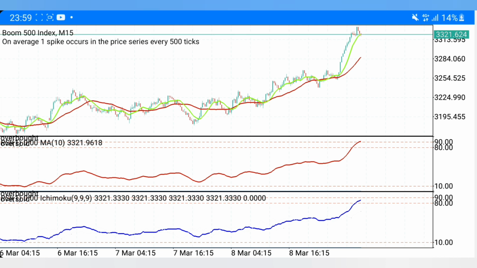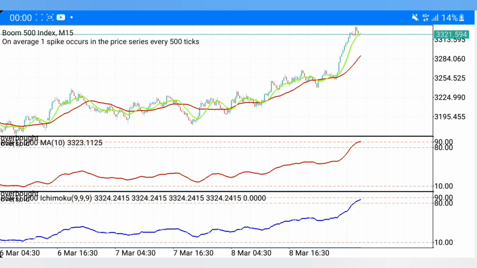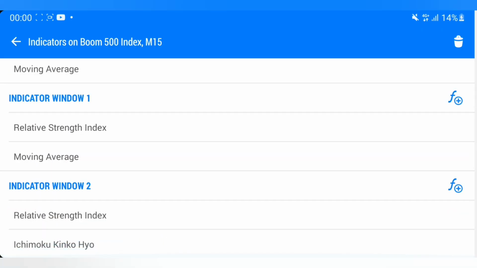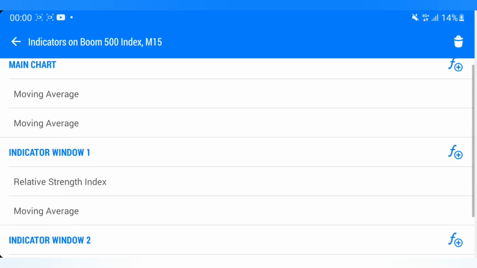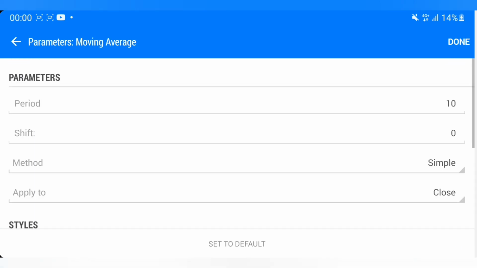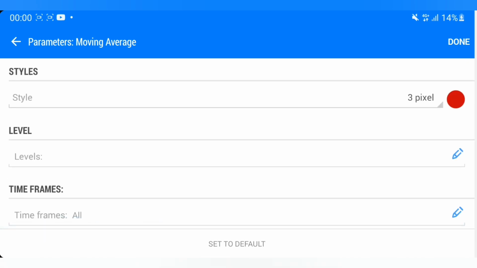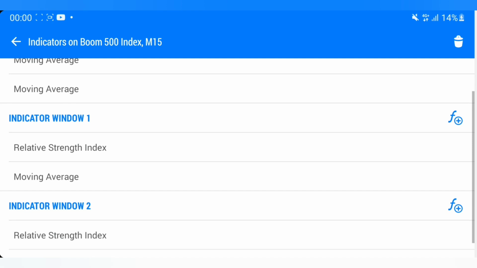Of course, we have my most famous indicators. We have the Ichimoku and the moving average RSI down below. Let me quickly show you the parameters that I have used in this case. For the very first window, as you can see, we have the relative strength index, the period of 10, shift is 0, method is simple, apply to close, and the style is 3 pixels, and that was that.